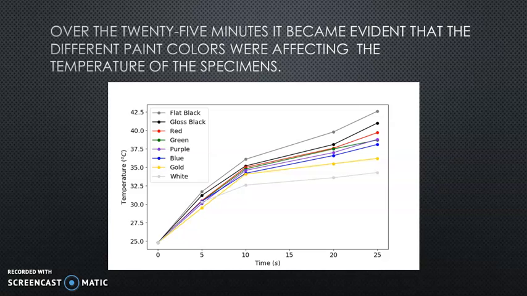Over the 25 minutes, it became evident that the different paint colors were affecting the temperature of the specimens. The piece painted flat black reached the hottest temperature after the 25 minutes, reaching 42.6 degrees Celsius, while the one painted white only reached a temperature of 36.2 degrees Celsius. All of the specimens heated faster during the first 10 minutes than the remaining 15.